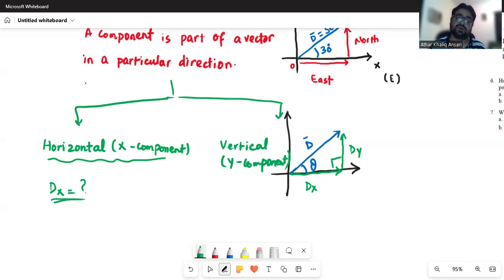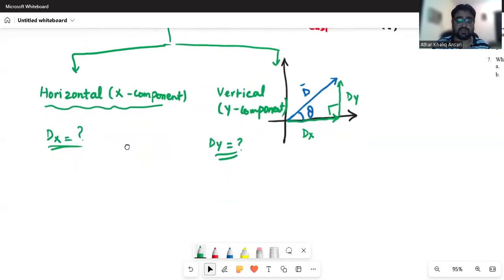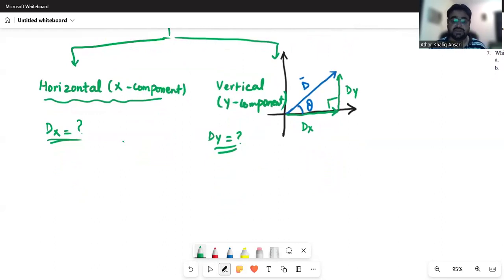So we have a right triangle in which dx is the base, dy is the opposite, and d, the displacement vector, is the hypotenuse. So to calculate dx and dy, we will use this triangle, and triangle geometry says that if d is given, then what do we have to find dx?